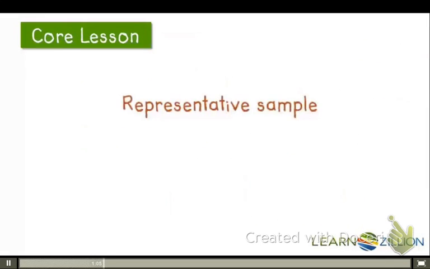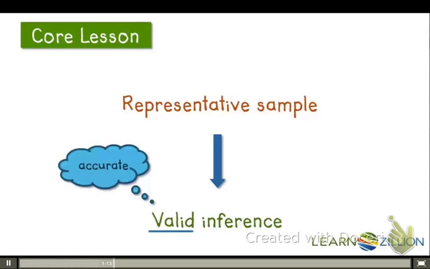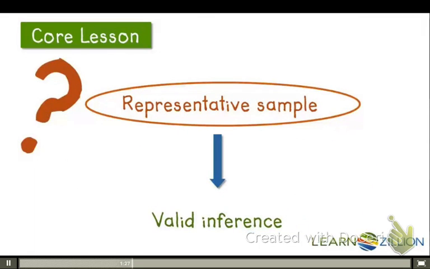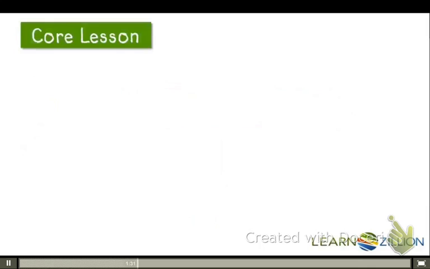In fact, a representative sample is needed in order to make a valid inference. Valid means accurate, and an inference is a prediction based on data. So in order to make an accurate prediction about the entire population, we need a sample that's very representative of that population. The question is, how do you get a representative sample? Well, it's all about your sampling method.